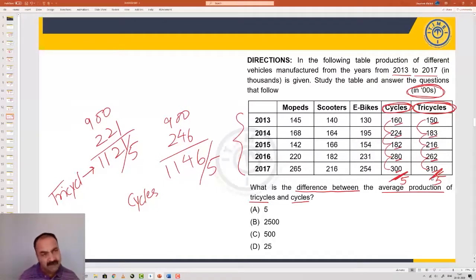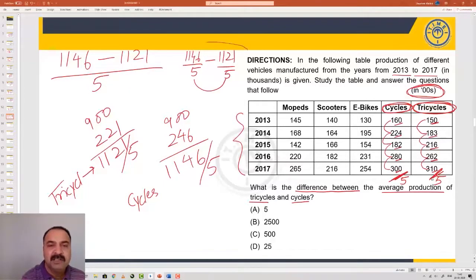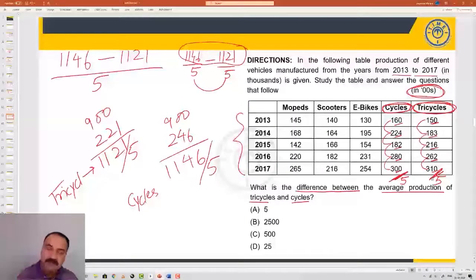So instead of dividing by 5 and then subtracting, we can straight away do the difference between 1121 and 1146, and that divided by 5. Remember what we are doing out here. If 1146 had to be divided by 5 and then we were supposed to subtract 1121 and then divide by 5, if the denominator is the same, we can do the subtraction and divide the smaller value by 5. That makes our life easier.